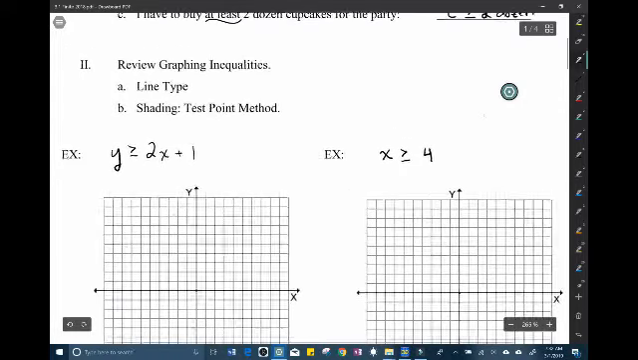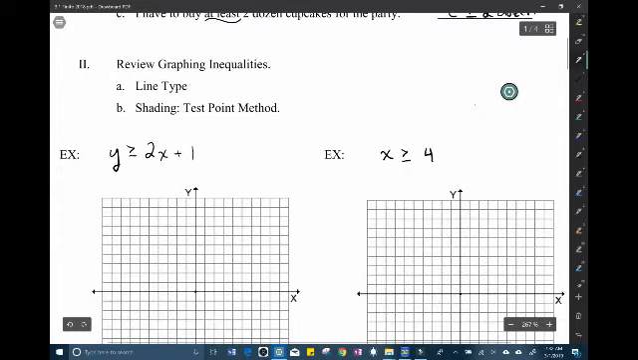Reviewing, graphing them, basically you need to decide a few things. First, you graph like an old school graph, and then you need to decide on a line type and shading. Okay, line types, if it is greater than or equal to and less than or equal to, you're going to use a solid line. Versus if it is greater than or less than, you're going to use a dotted line. As for shading, I'm going to go over the test point method, how to solve that.